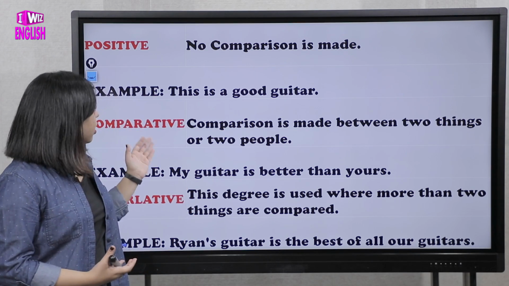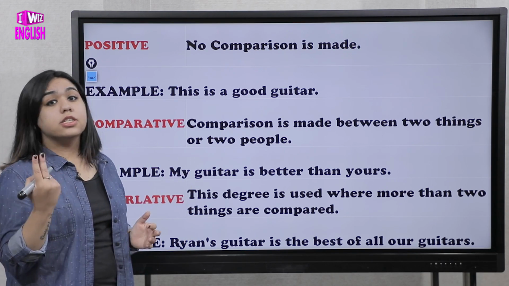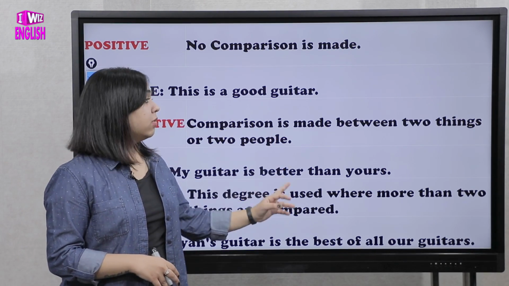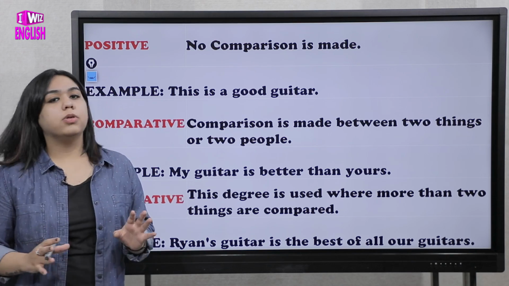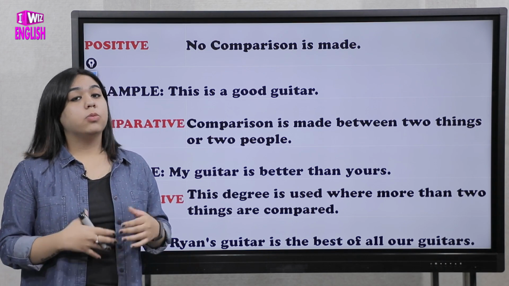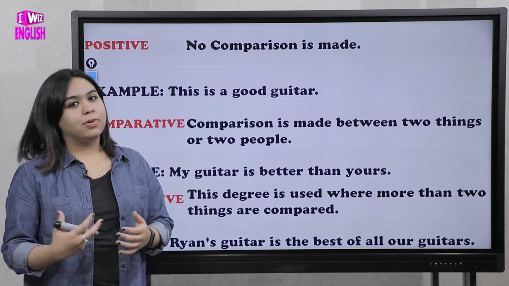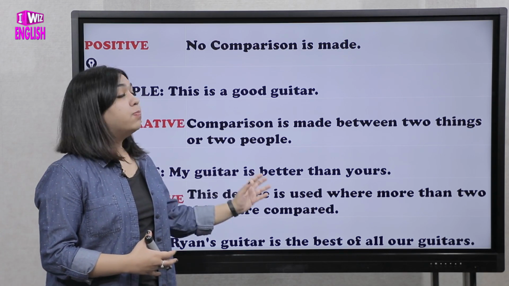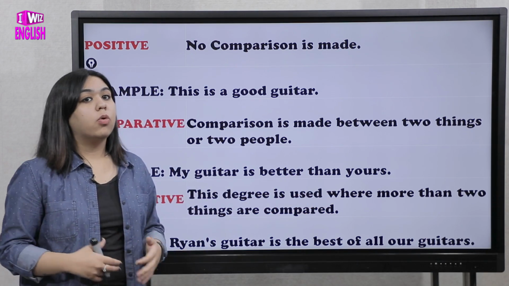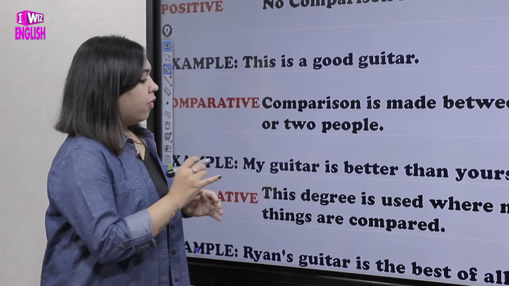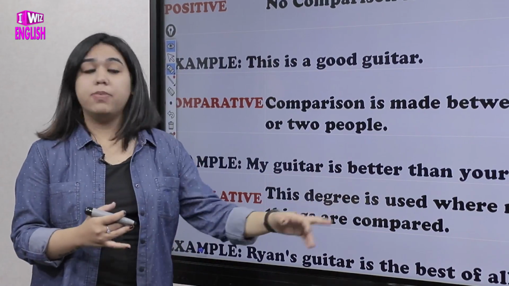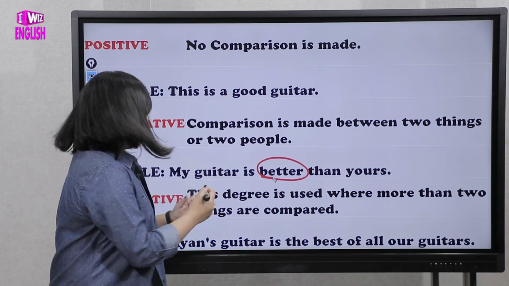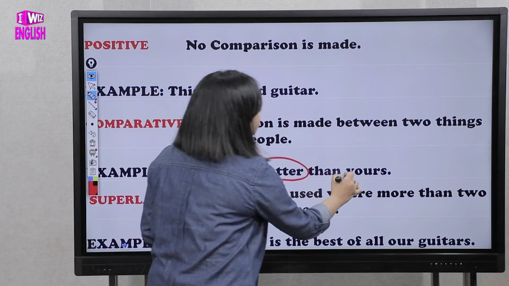Now coming to the comparative degree, this is the second degree of the adjectives. Here the comparison is made between two things or two people. Let's read the example: My guitar is better than yours. Better than yours. I am comparing my guitar with your guitar.